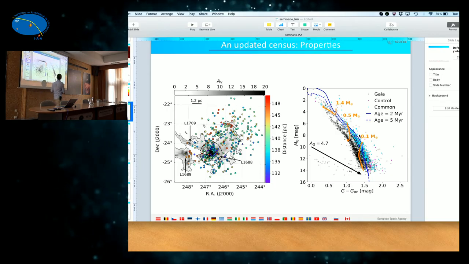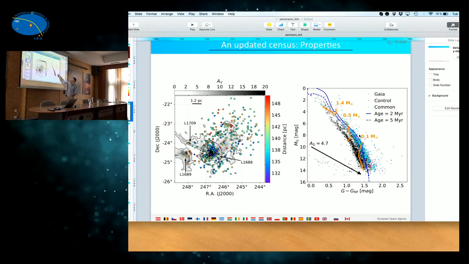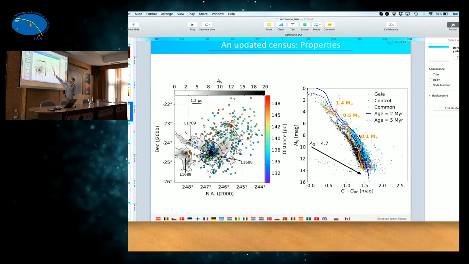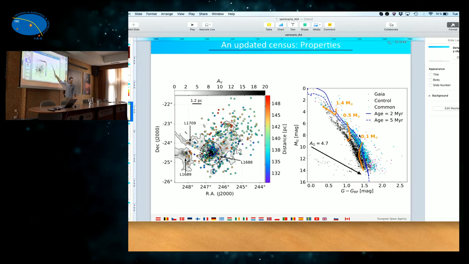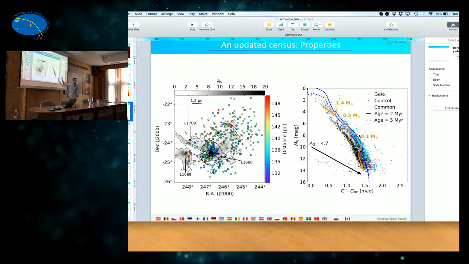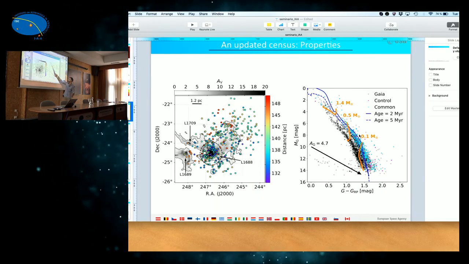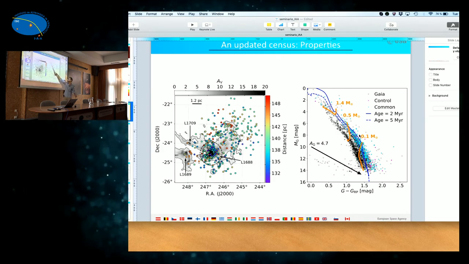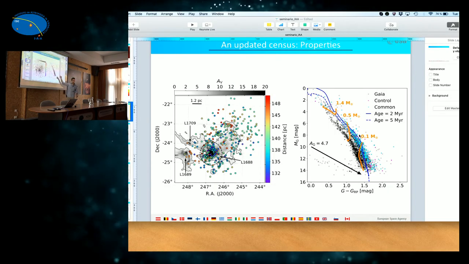In this kind of greenish thing is my common sample, and in magenta are the control sample members that do not belong to my common sample, the 15% that weren't discovered by our algorithms. All the rest, I mean, there are many control sample members here. 85% of the control sample is within these greenish points, but otherwise the plot became too complicated.